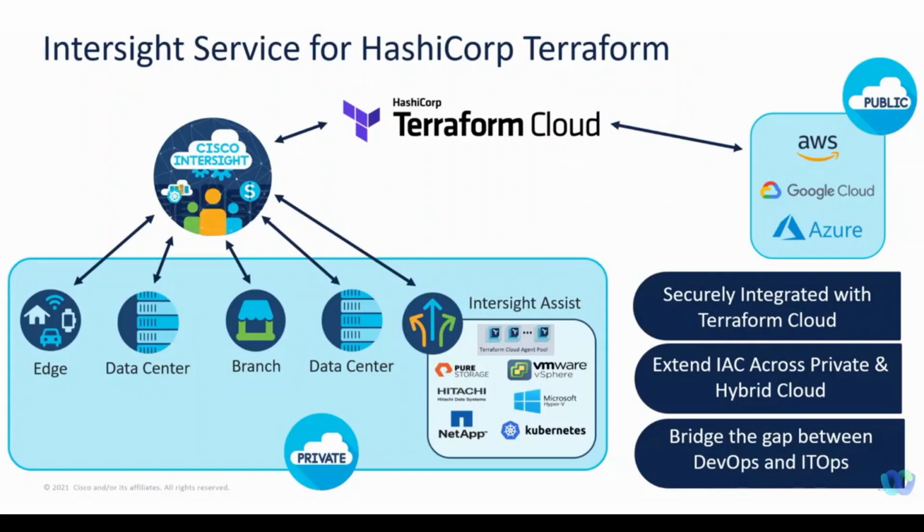And this also helps bridge the gap between DevOps and IT Ops. That really refers to the fact that Intersight has its own API. So IT Ops needs a simpler way of handling things, while DevOps may wish to programmatically manipulate the infrastructure, and can do so using the Intersight API.